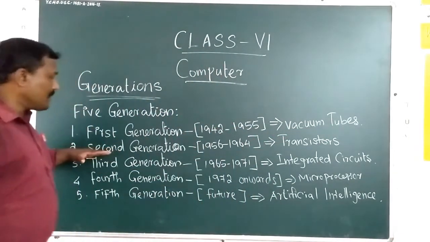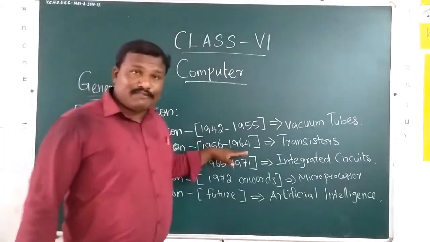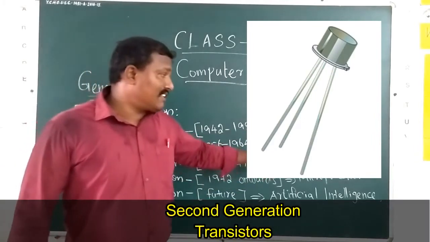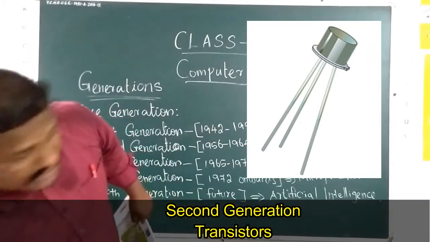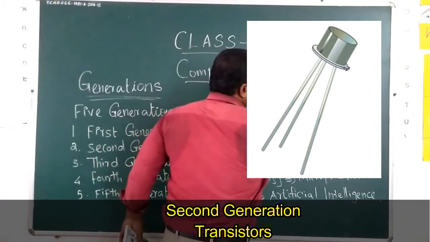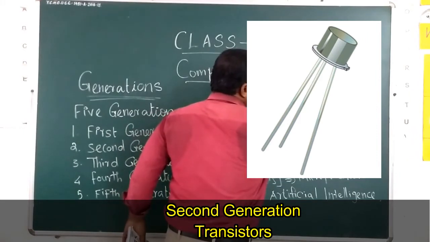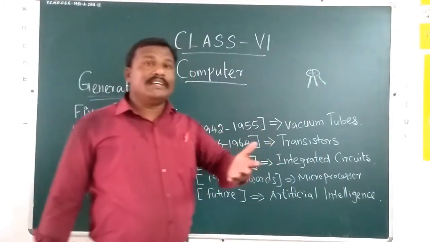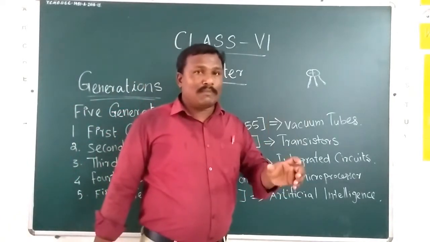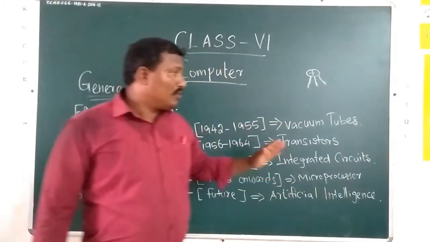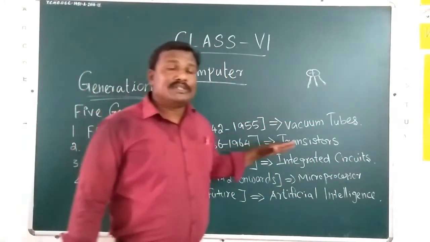The second generation, 1956 to 1964, we call second generation computers. They used transistors. Did you see transistors, like this? Three pins will come. You can identify them in any old TV; if you see the motherboard, you can find the transistor. Three pins will be there. So the second generation computers used transistors.